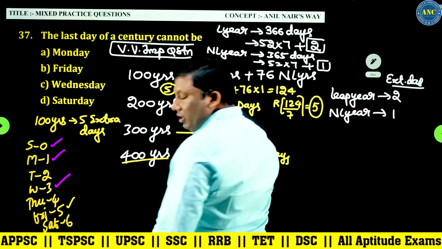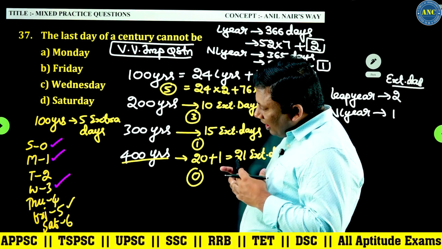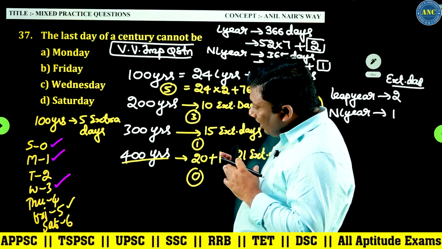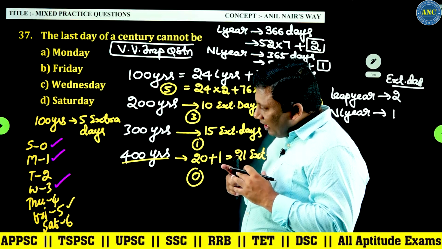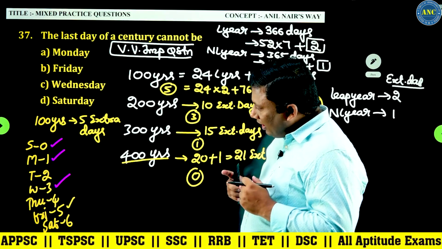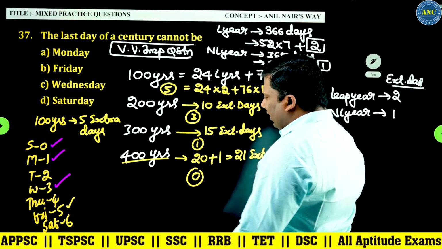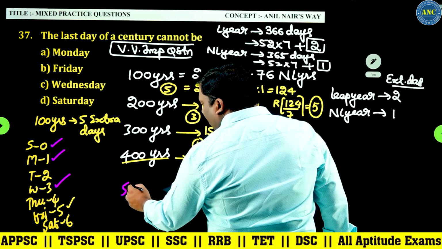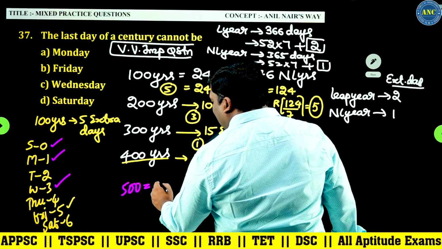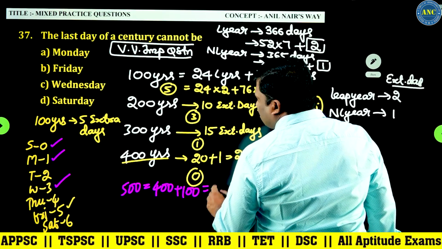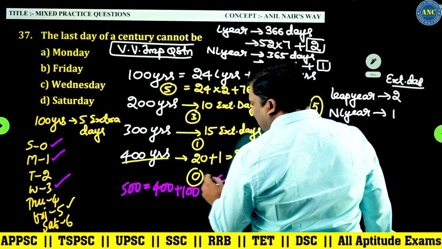5310. That means the last day of the 100th year can be Friday. 200 years, it is Wednesday. 300 years, it is Monday. 400 years, it is Sunday. If I take 500, since I got 400 as 0, I will write it as 400 plus 100, 0 plus 5. 5. It is repeating.